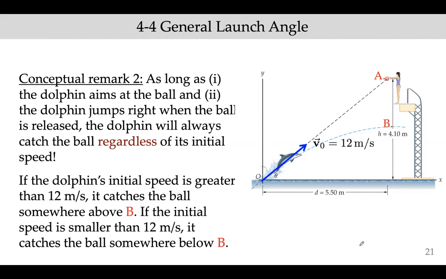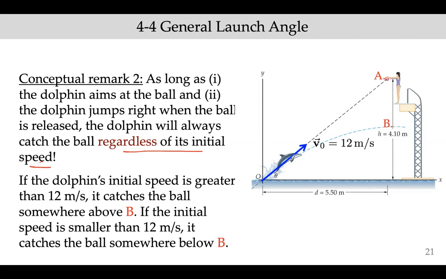As long as there are two conditions: the first condition is the dolphin aims at the ball. And the second condition, the dolphin jumps right when the ball is released. So they start the motion at the same time. The conclusion is, if these two conditions are satisfied, then the dolphin will always catch the ball regardless of its initial speed. That's interesting. So it doesn't have to be 12. It can be any speed, as long as, of course, within some bound.